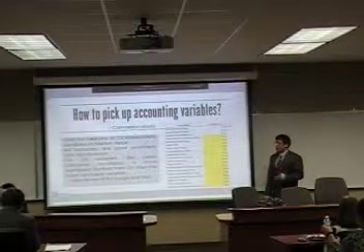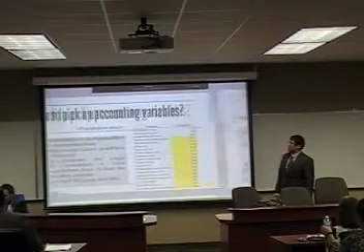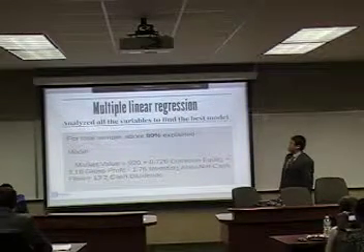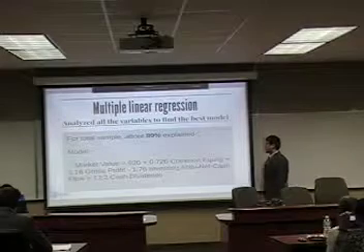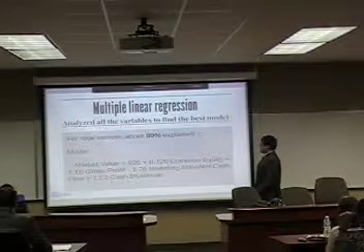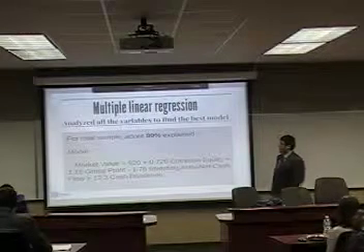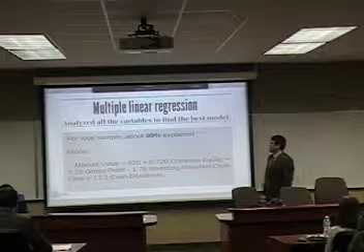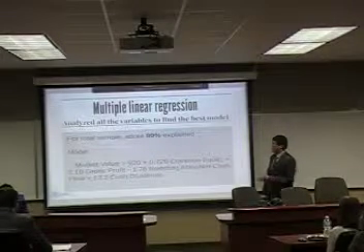After picking the accounting variables, multiple linear regression is used to analyze all the variables I picked to find the best model. Here's the model I found. All the variables are significant at the 1% level. And for the total sample, about 89% of the total variability can be explained by as few as 4 accounting variables.